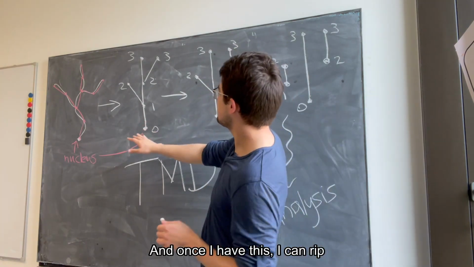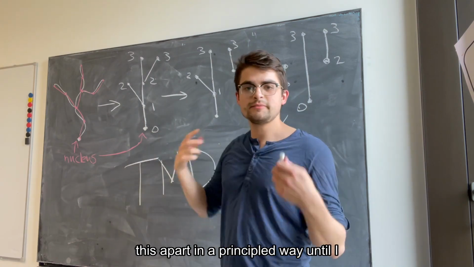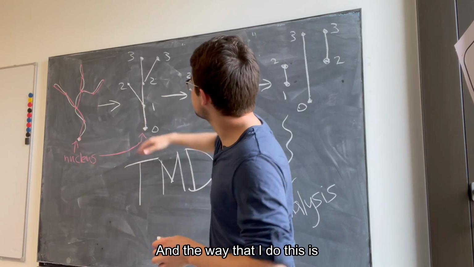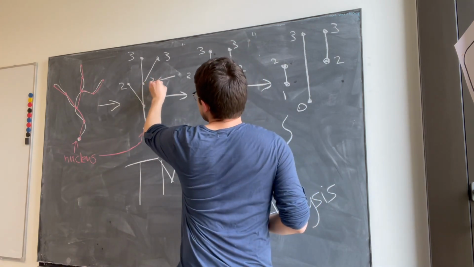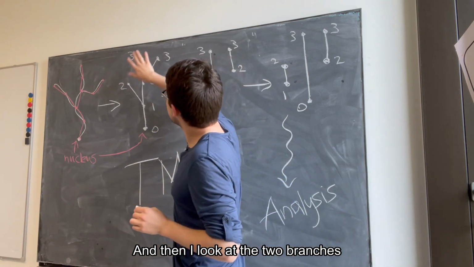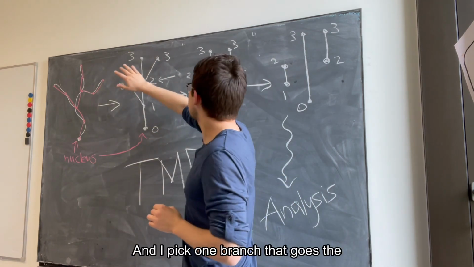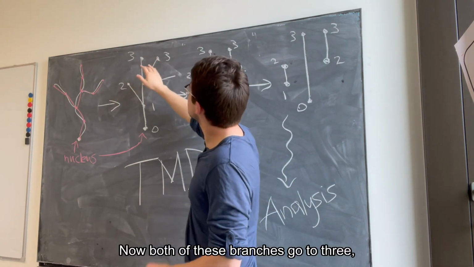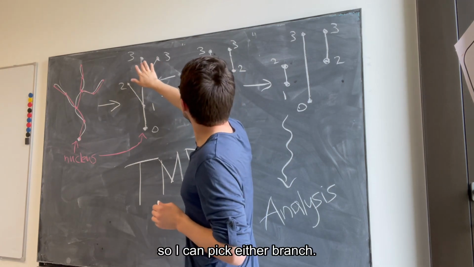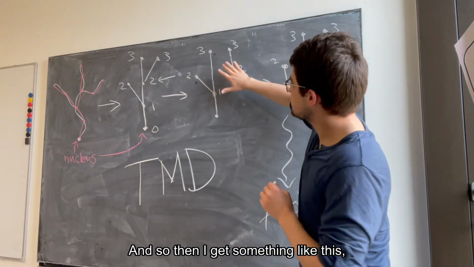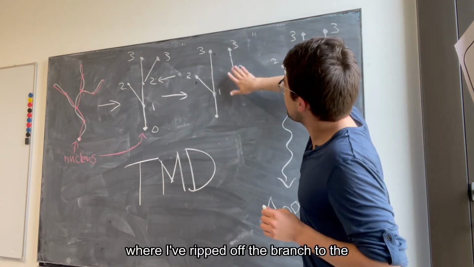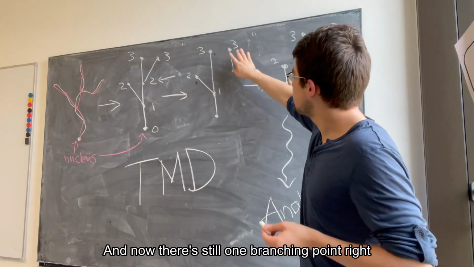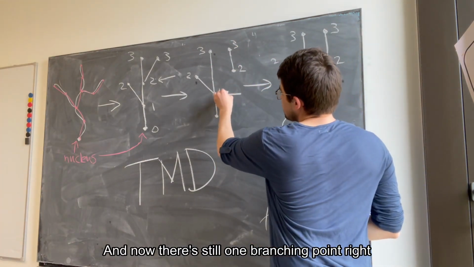And once I have this, I can rip this apart in a principled way until I have just a collection of branches. And the way that I do this is I pick a branching point, okay, and then I look at the two branches above my point, and I pick one branch that goes the furthest up. Now both of these branches go to 3, so I can pick either branch, and so then I get something like this, where I've ripped off the branch to the right because I chose to pick the branch on the right. And now there's still one branching point right here.